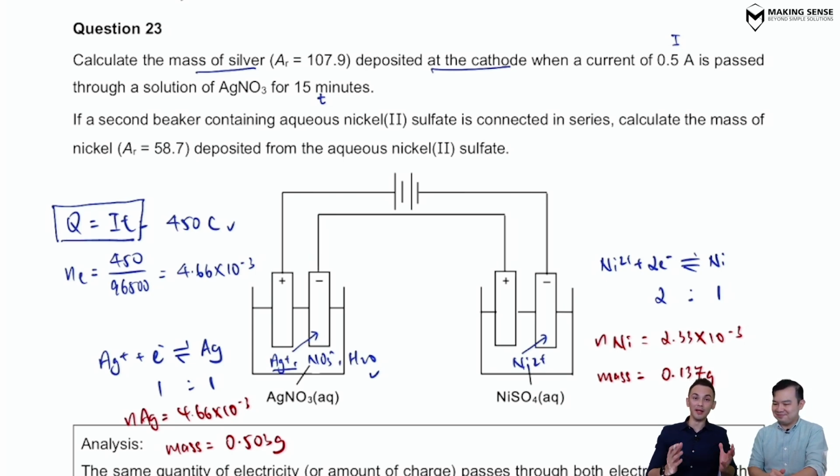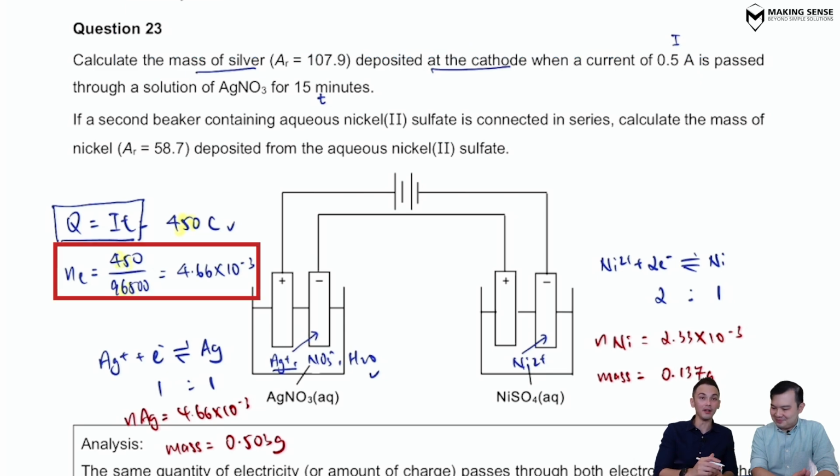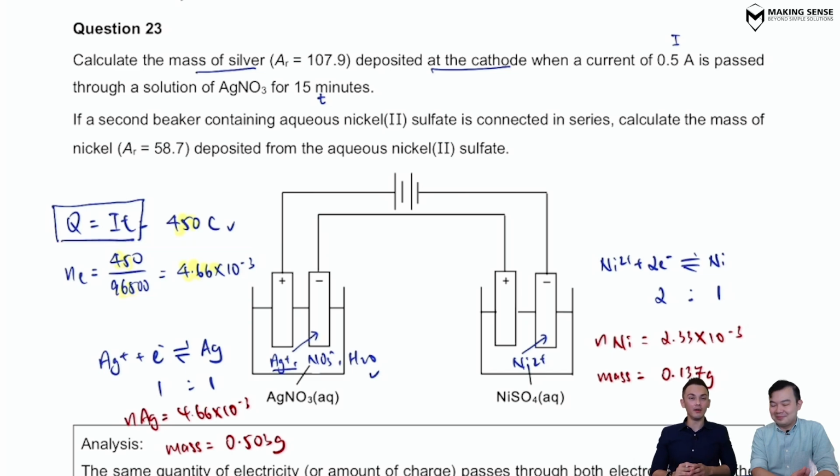Always remember, one mole of electrons is 96,500 coulombs. Right now we have 450, so you just divide by 96,500, and you will know exactly how many moles of electrons are present. So it's always calculating the charge, then changing it to the number of moles of electrons.